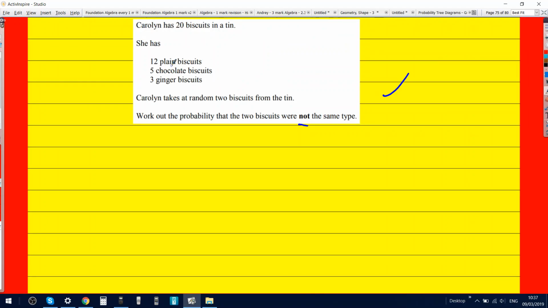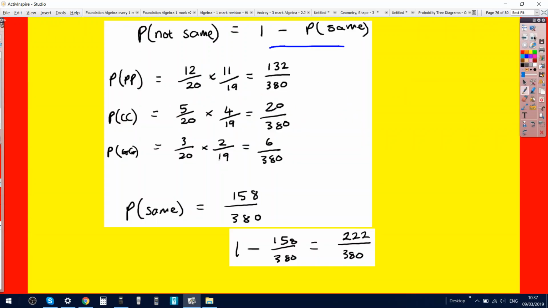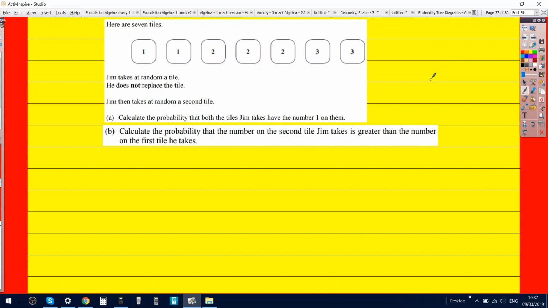It's because to do it the other way, that they're not the same, instead of 3 possibilities, there's a total of 6. And so you'd have to remember to double it at the end or something.